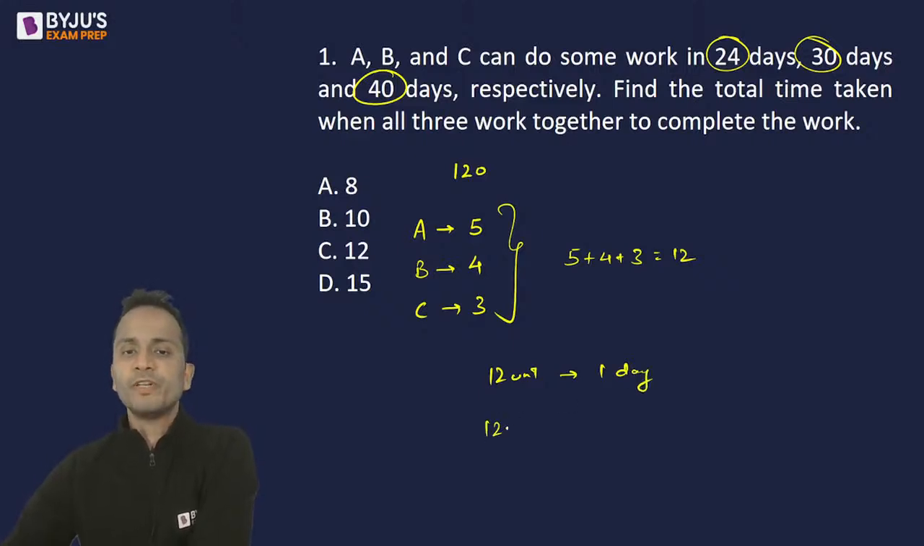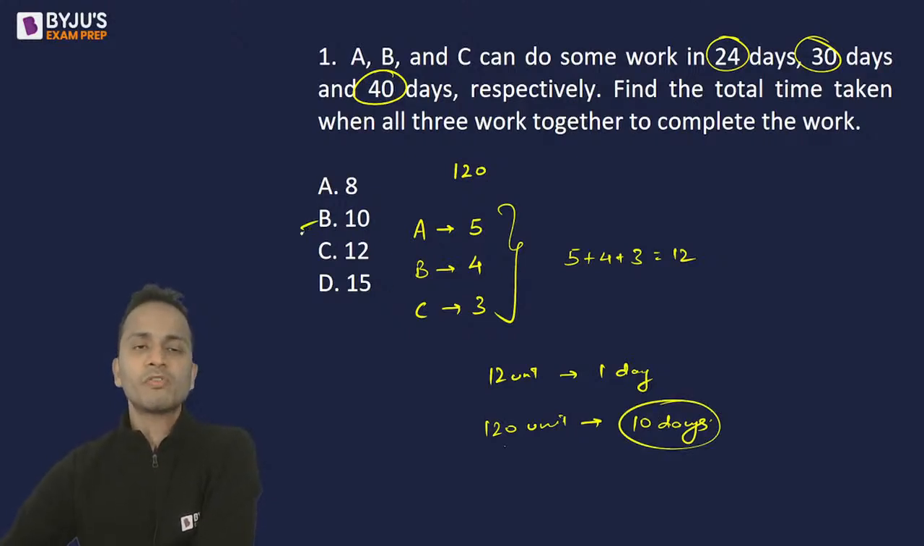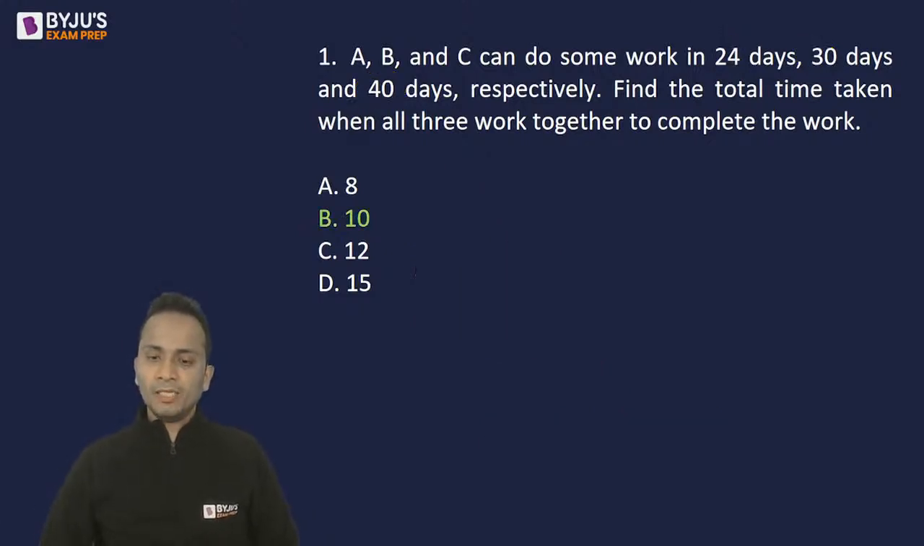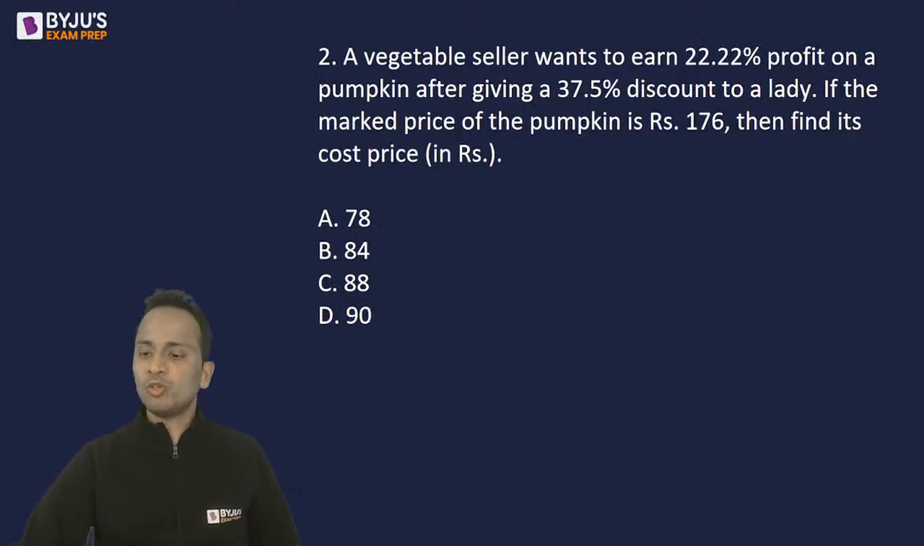So to finish 120 units of work, the number of days required will be 120 divided by 12, that is 10 days. So if all three of them work together, the work will be finished in 10 days. So the correct answer is option B. Right? So this was the first question. Let's quickly move on to the second question.